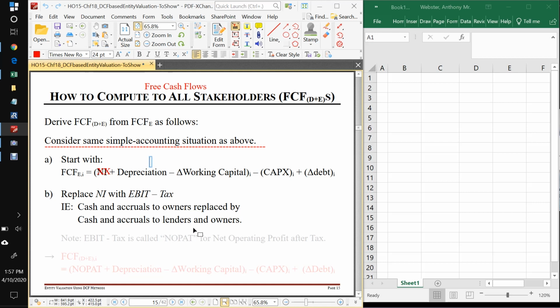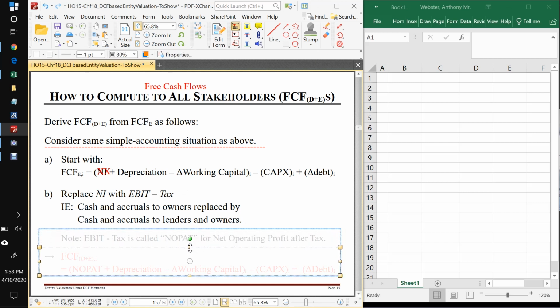That's cash and accruals to lenders and owners. Net income is cash and accruals from operations to owners. So we're replacing that with cash and accruals to lenders and owners. That's what EBIT minus tax represents. Remember, all of our cash flows we want to be after tax. So that's why we include this tax term here.